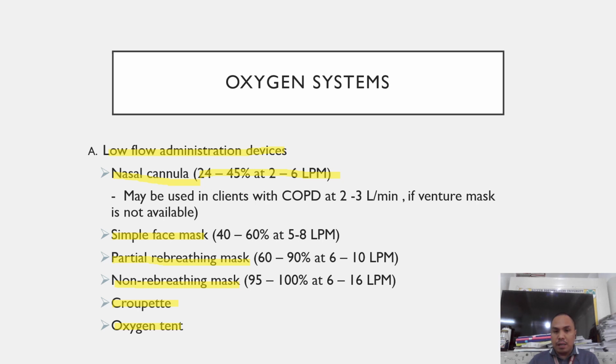Above 6 liters per minute, the client tends to swallow the air and the oxygen concentration is not increased. The limitations of the plain nasal cannula include the inability to deliver higher concentrations of oxygen, and that it can be drying and irritating to the mucous membrane. Reservoir nasal cannulas are oxygen conserving devices, also called oximizers, used primarily in the home setting. Clients with COPD, or chronic obstructive pulmonary disease, should have 2 to 3 liters per minute if a Venturi mask is not available. So that is our nasal cannula.